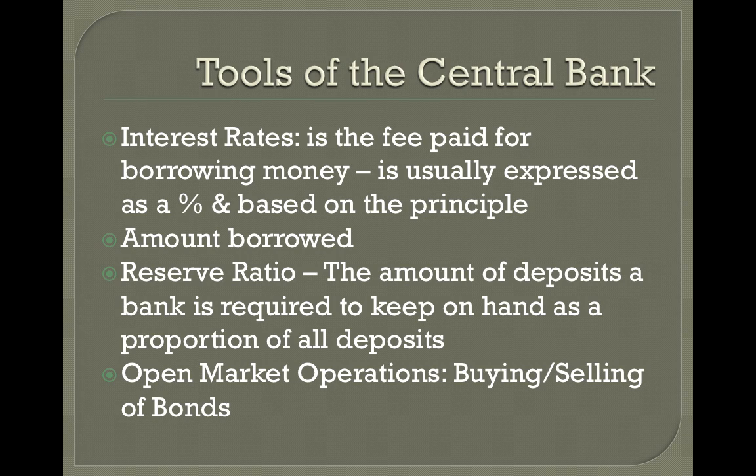Interest rate is the fee paid for borrowing money. It's usually expressed as a percentage, and it's based on the principal. The principal is the initial amount borrowed when you take a loan. So if you borrow 10,000 euros, that is the principal. The interest rate would be a percentage of that which you would have to pay as a fee for a certain amount of time until you pay back that money. So again, the definition of interest rate is just the fee paid for borrowing money. That would be fine.